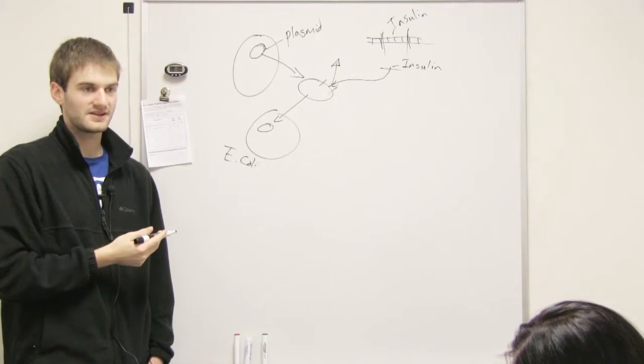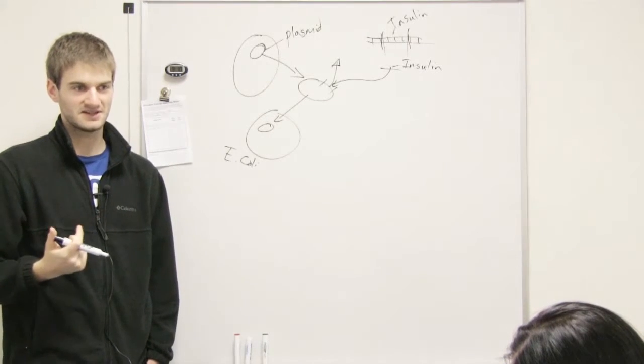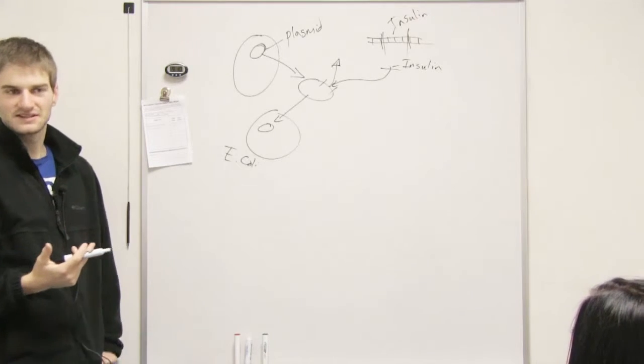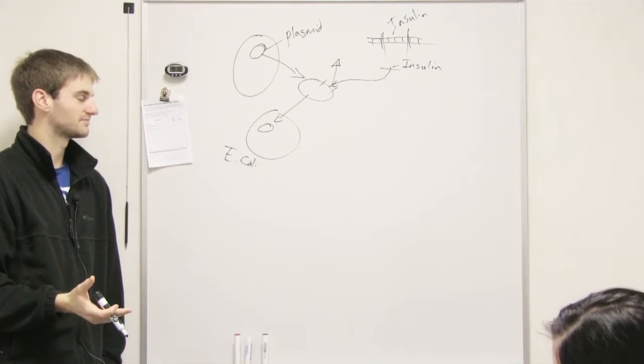Now E. coli, when it's going through transcription and translation, is going to make insulin, because in its plasmid, in its genetic information, the instructions for insulin are there, and so it's going to follow through like normal and make insulin.